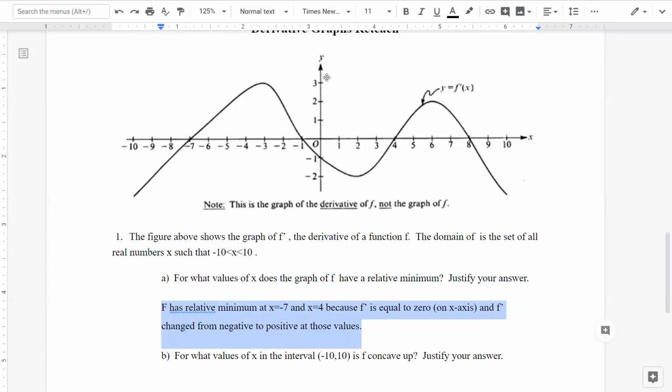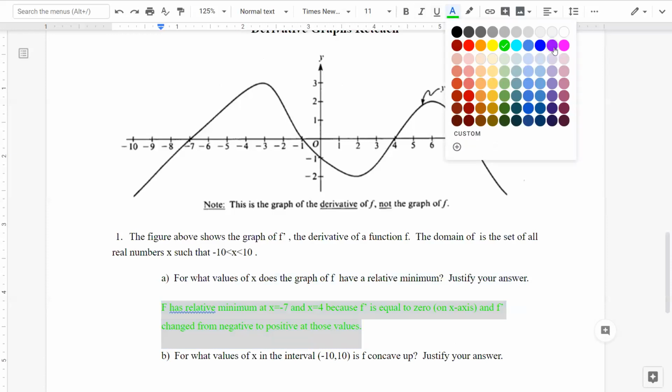Okay, so this would be kind of like our perfect little AP full credit response in a situation like this. I'll highlight that in green. Green is a bad choice. How about dark purple? Okay.